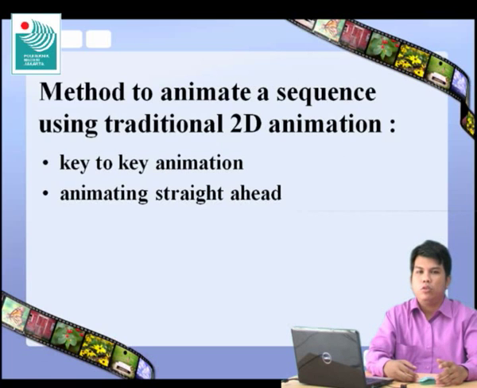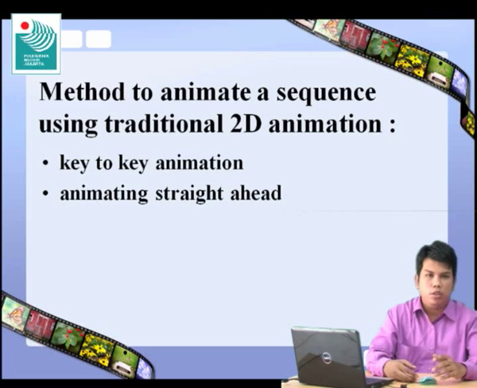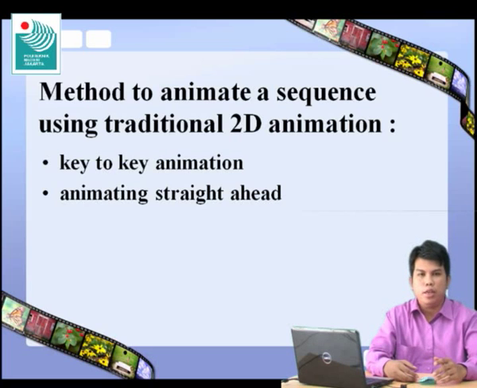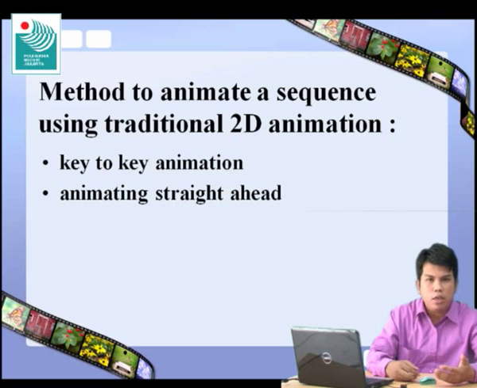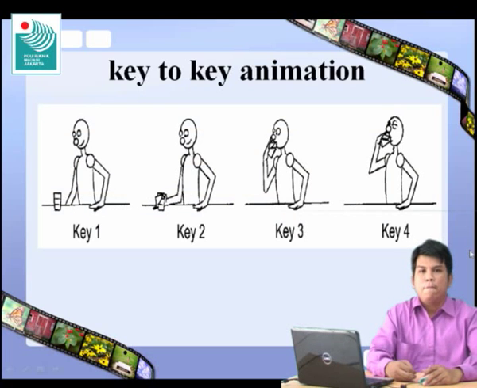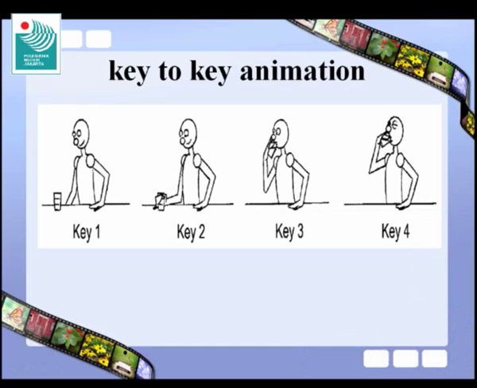There are two methods to animate a sequence using traditional 2D animation. First, key-to-key animation, and second, animating straight ahead. Key-to-key animating is when the key positions or poses in a sequence are drawn before completing the sections between them.